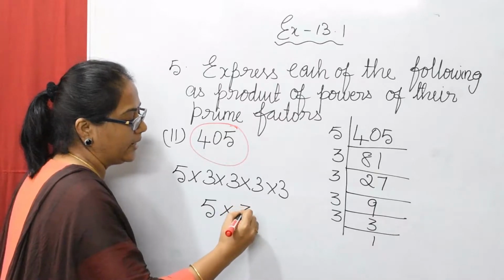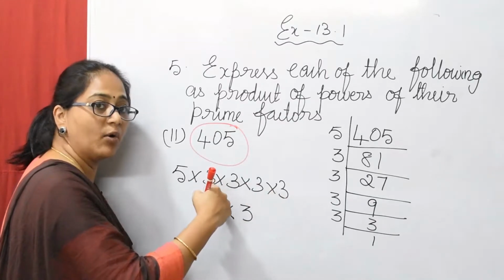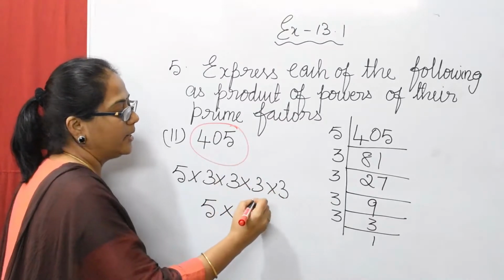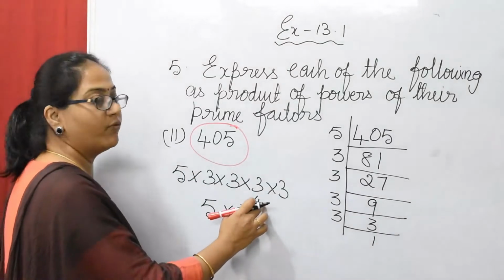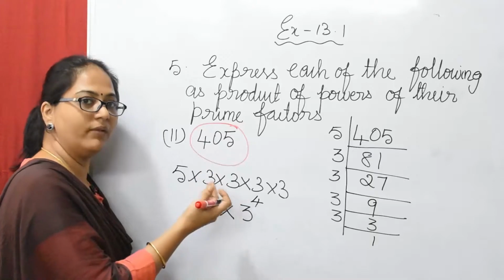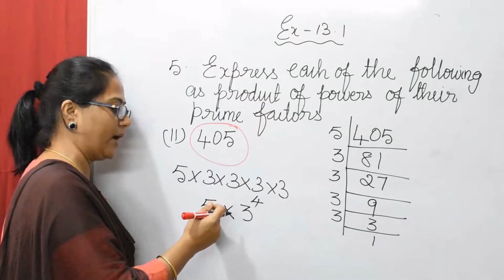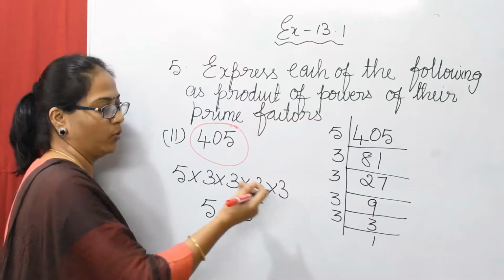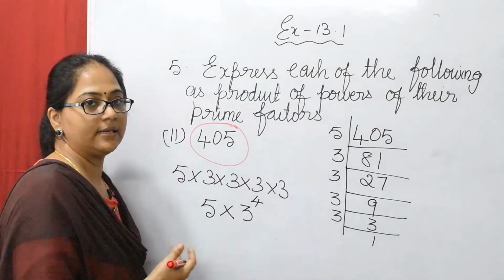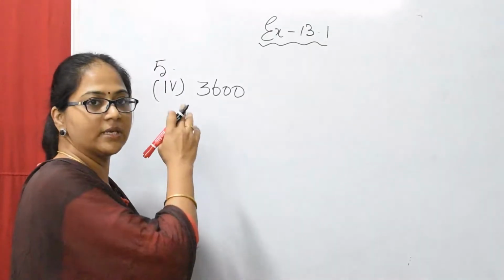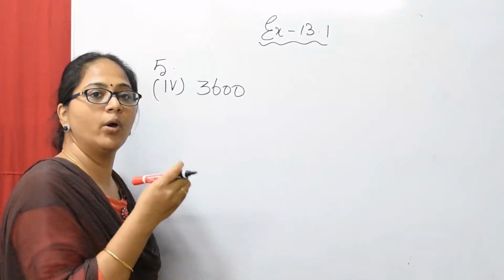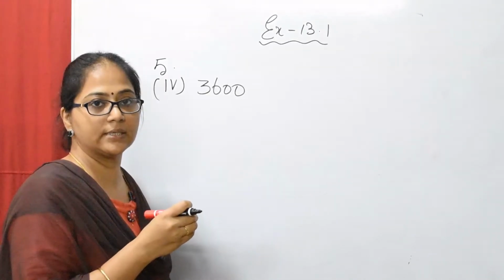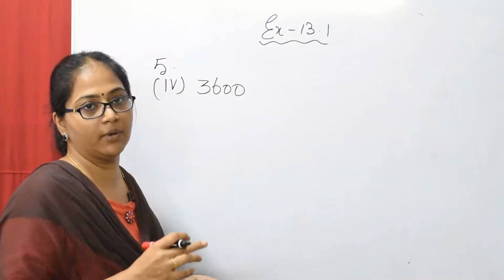Now 3 is the base number and how many times is it repeated? It is repeated 4 times. So 3 power 4. And 5 power 1, which is 5 only. So 5 into 3 power 4. Now let's see the next sum. Question number 5 part 4, 3600. We are going to factorize 3600 only using prime numbers.